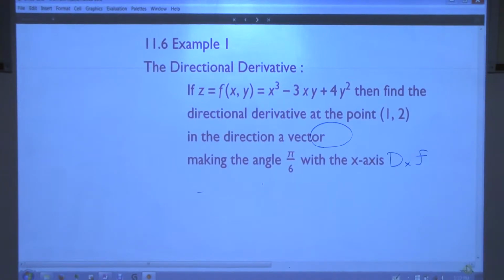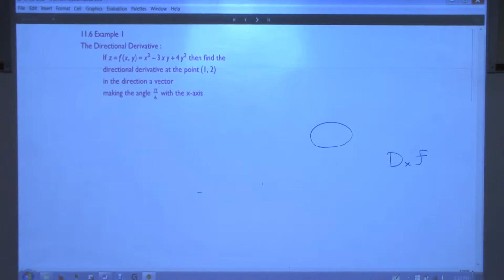and I'm going to make this smaller now. That's too small.